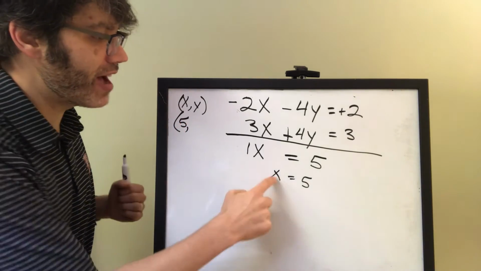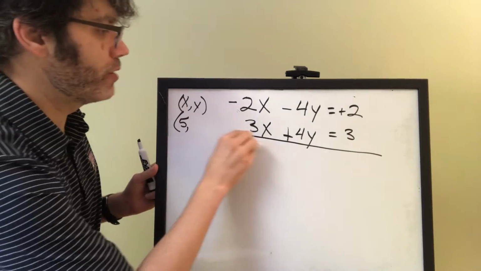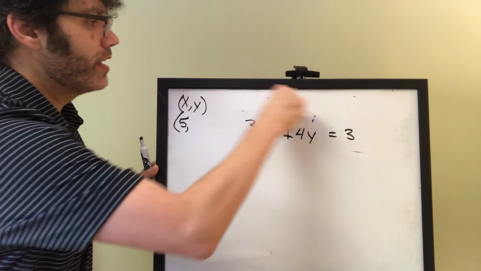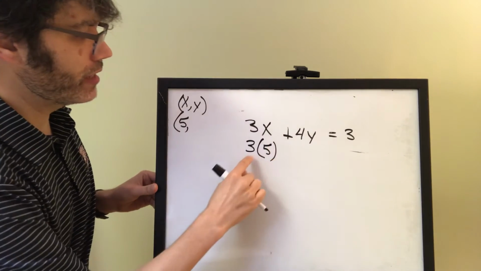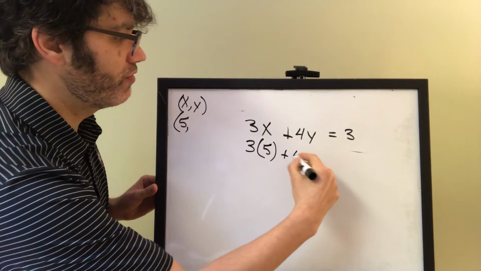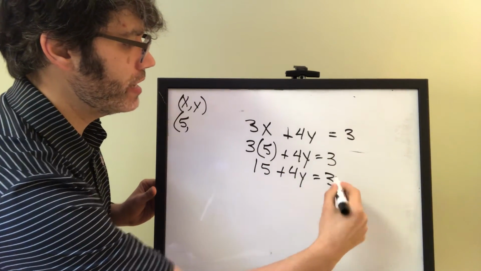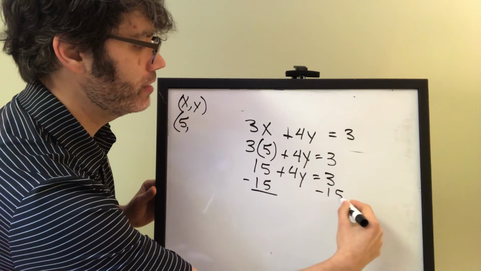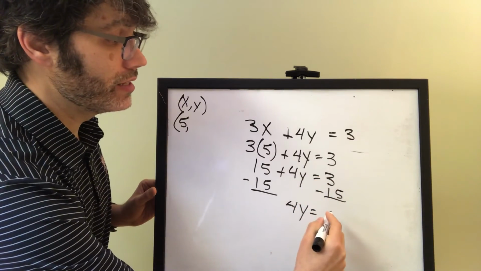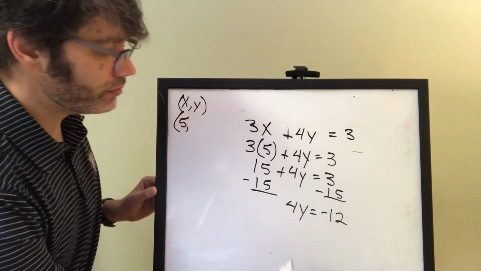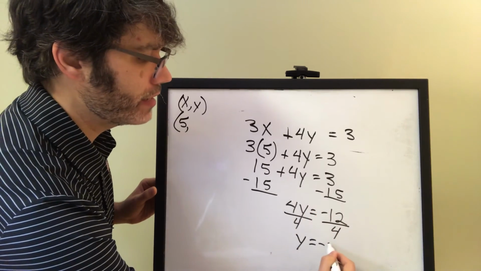Now I just need to plug in 5 back into any of these equations to figure out what our y is. Let's do the bottom one, it doesn't matter which equation. So if I plug in 5 for x, so instead of 3 times x, it's now 3 times 5, plus 4y equals 3. Now I have 15 plus 4y equals 3. I'm going to subtract 15 from both sides. So that's 4y equals 3 minus 15, which is -12. Now you can divide both sides by 4, and y equals -12 divided by 4, which is -3.